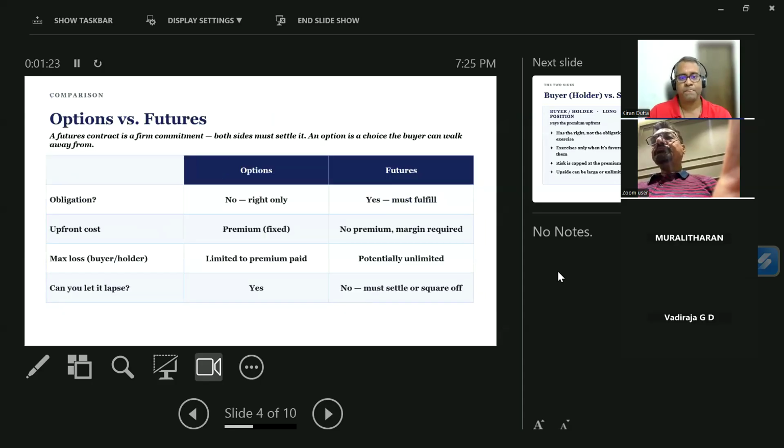Okay. Now, I think we have discussed this, but let's go through it, because if you put it in the back of your mind, it becomes very easy. In the gold futures, what you need to do is fulfill it. In options, it's a right only. You need not actually oblige. So what is the upfront cost here? In the case of options, it's only the premium, that 50,000 or 1 lakh that I am paying.